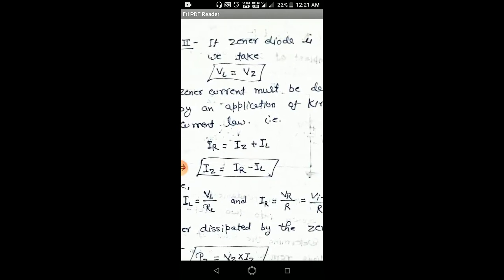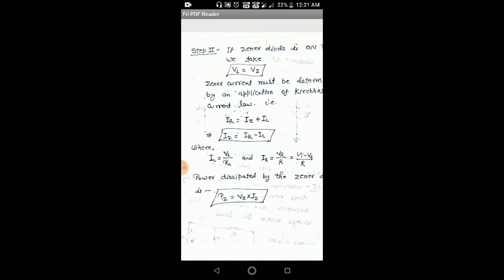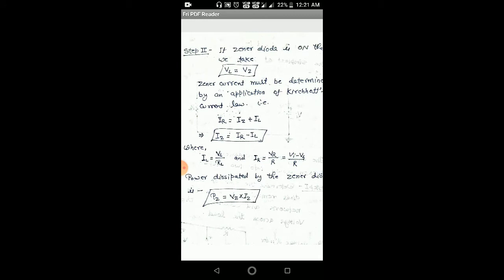Here you can see IR equal to IZ plus IL, or we can write from this equation IZ equal to IR minus IL, where IL equal to VL upon RL and IR equal to VR upon R equal to VI minus VL upon R. So power dissipated by the Zener diode is PZ equal to VZ into IZ.